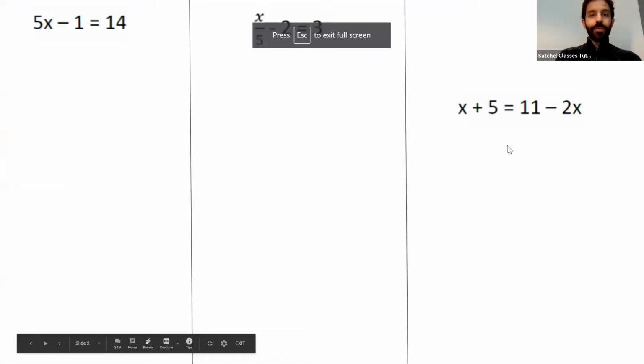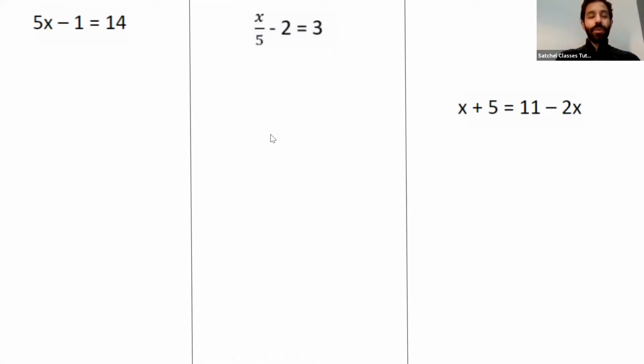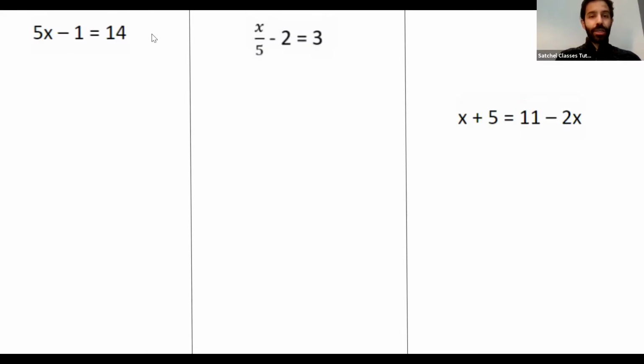Okay, here we go. So I've got 5x minus 1 equals 14. Firstly, we need to understand what operations are happening to x, being our unknown variable. So we have 5x, which means 5 times x. I'm just going to write my x like this so we don't confuse it with the multiplication sign. And then we're also subtracting by 1. So we're multiplying by 5, and then we are also subtracting by 1.